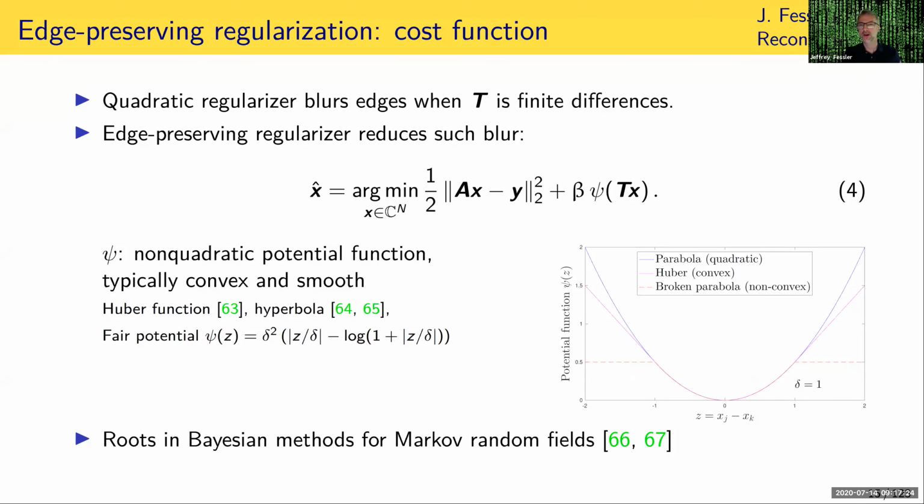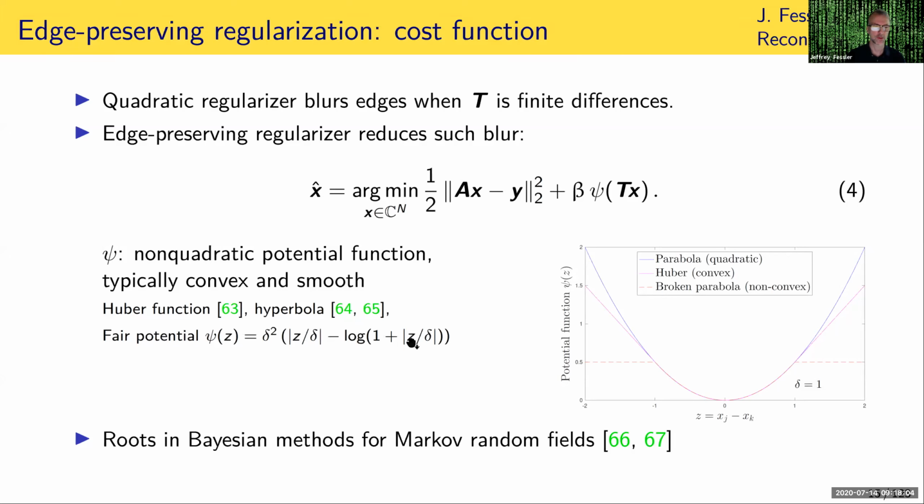Now, many of you, I'm sure, are aware that using a quadratic regularizer has the effect of blurring edges because it strongly penalizes the difference between neighboring pixels. A parabola, as it rises rapidly, really discourages the difference between neighboring pixels. So often we would replace that quadratic function with a non-quadratic function, often convex and smooth, such as the Huber function shown in magenta here. Since that Huber function rises less rapidly than a quadratic, it penalizes less the difference between neighboring pixels. And so it better preserves edges in the reconstructed image compared to using a parabola or a squared function there.